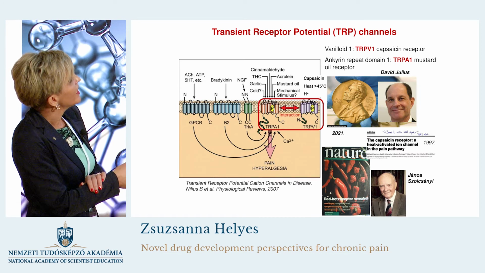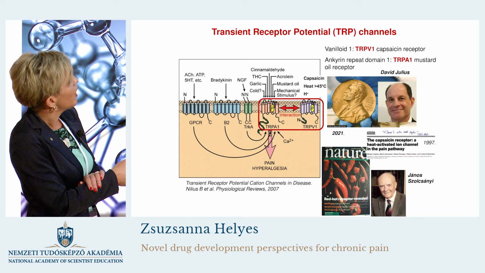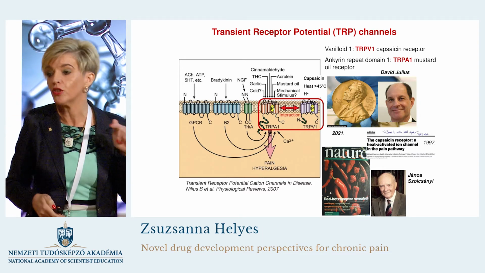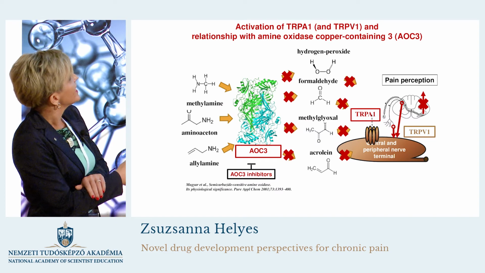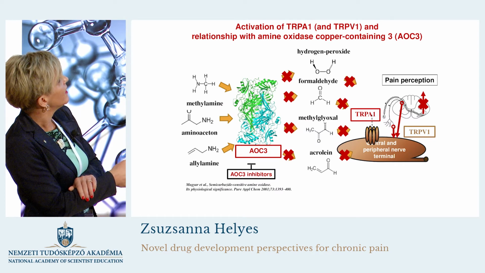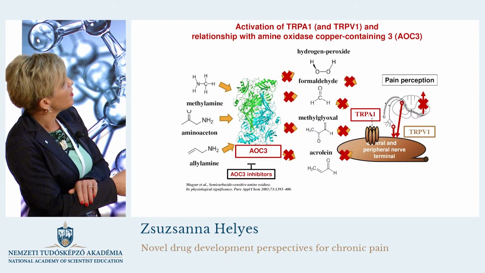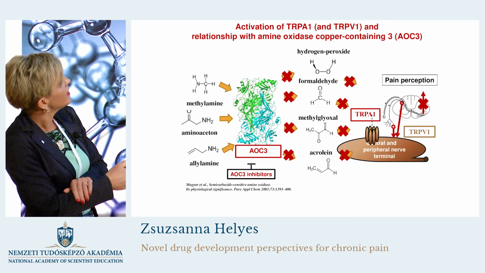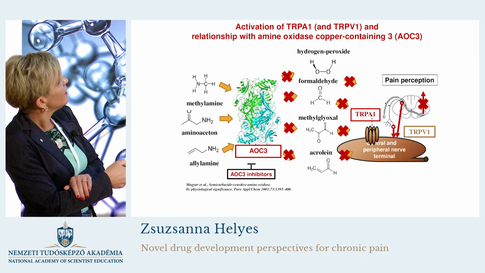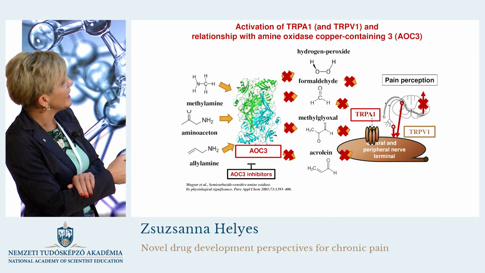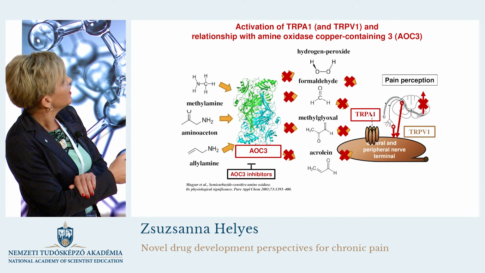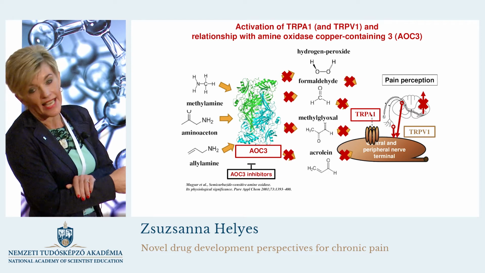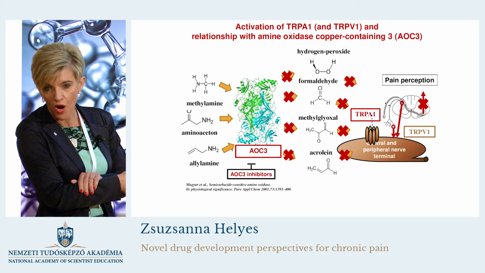And the very closely interacting receptor is TRPA1, which is activated by not just cinnamaldehyde, but a lot of other endogenously produced molecules, such as, for example, methylamine, formaldehyde, hydrogen peroxide, methylglyoxal, and acrolein, which are small molecule irritants formed from the deamination of different primary amines with the help of an enzyme called amine oxidase, copper-containing 3, so AOC3.